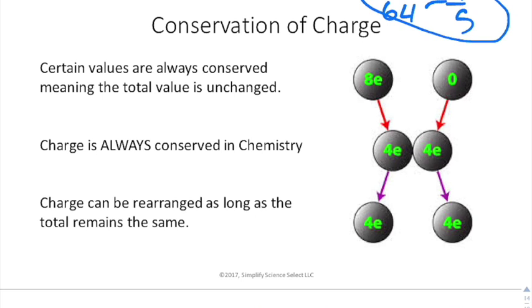Sometimes 8e is used to show that you have 8 electrons, and another way to say that is it's minus 8. Both are considered to be the same thing for 8 electrons. Electrons are negatively charged, so 8e and negative 8 are the same thing. So if you have an object with no charge and you have an object with minus 8 or 8e, when they touch, the charge is actually equally distributed between the two. But then the total still has to remain that negative 8 number.